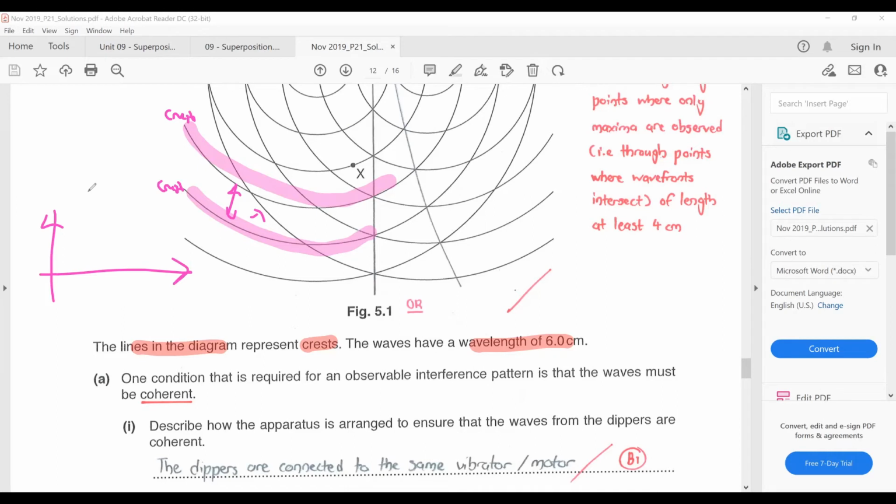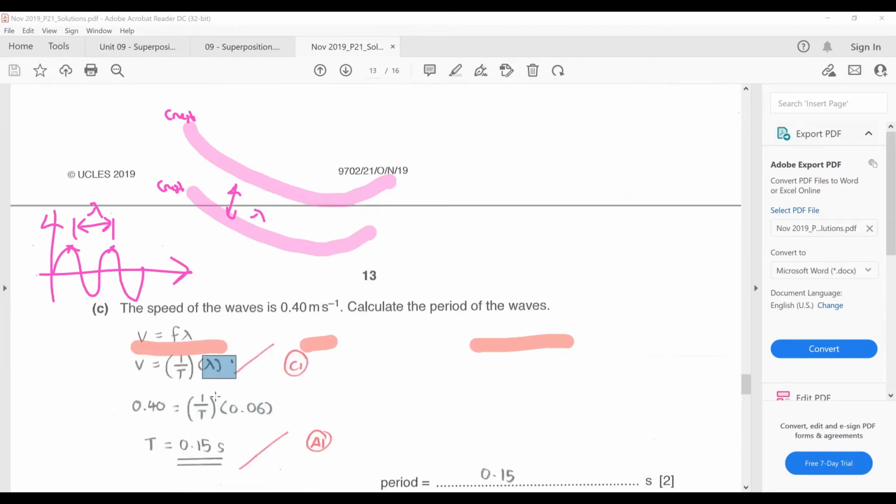Because you see, if you look at the waveform, the distance between adjacent crests is actually your wavelength. So you know the wavelength already as 0.06.